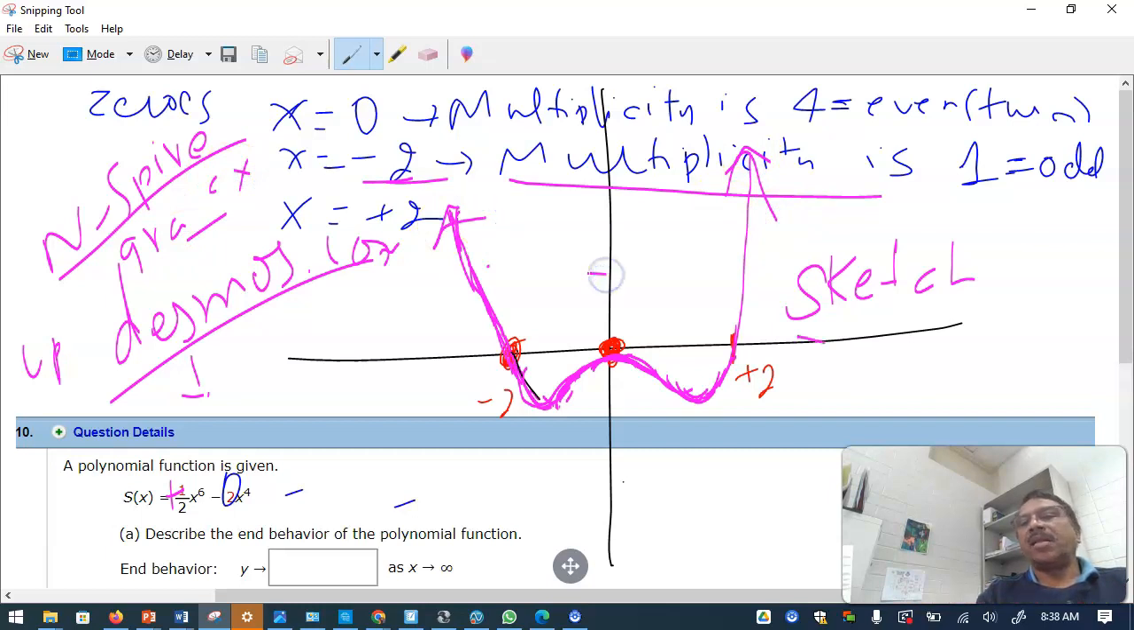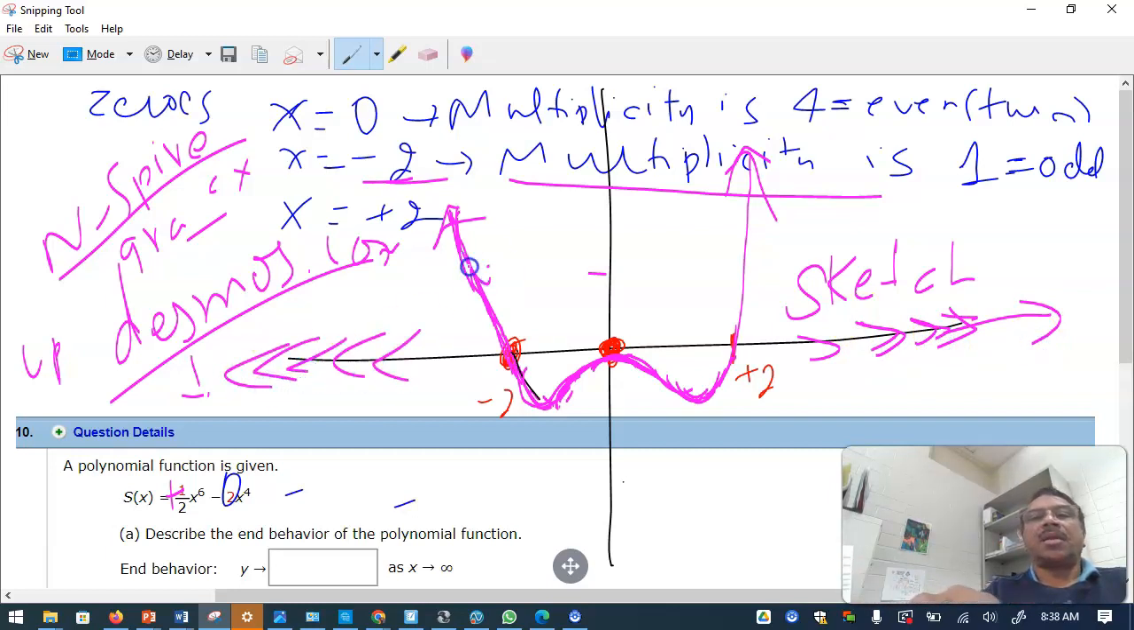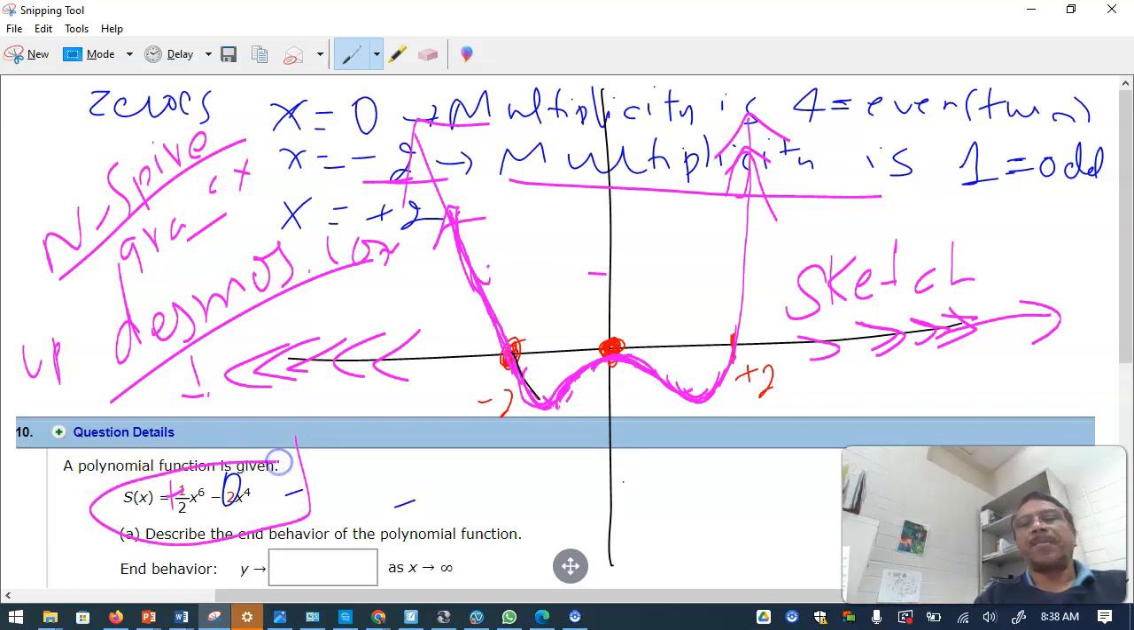It means that whether you go to the right side, where the input becomes very large positive, or to the left, where x becomes very large negative, on either side the y output will be positive. I hope I made sense for this. The pink color graph is the graph of this function.